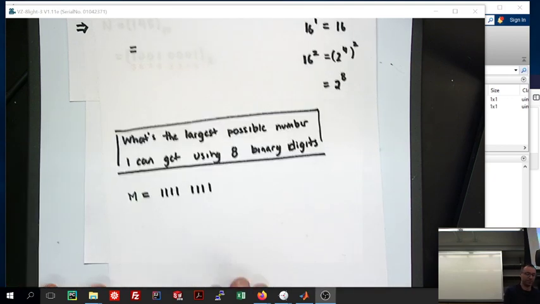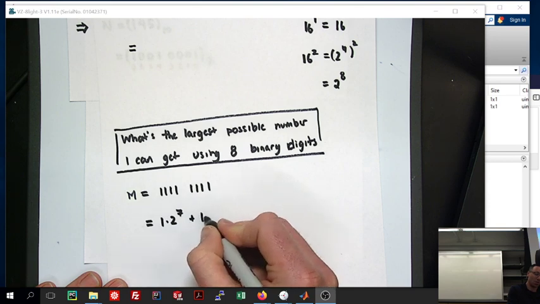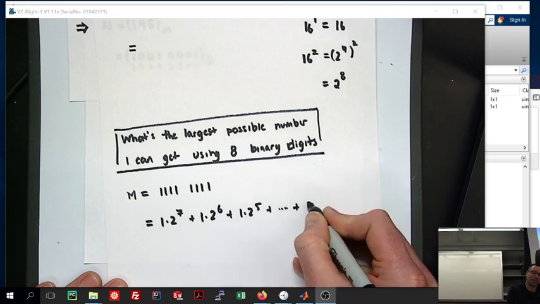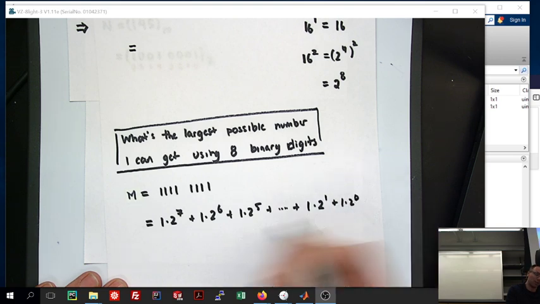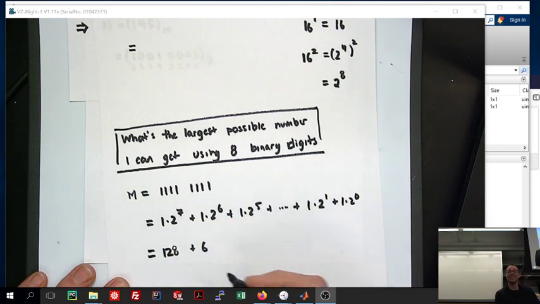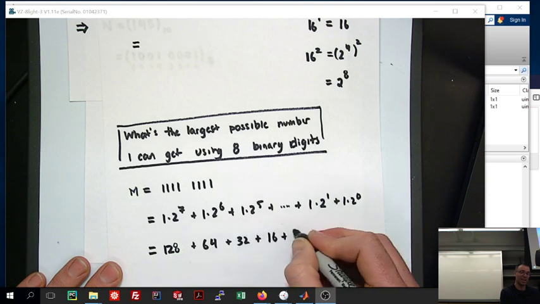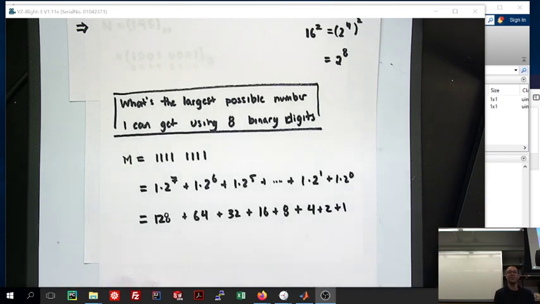What is that? Add that. 1 times 2 to the 7th plus 1 times 2 to the 6th plus 1 times 2 to the 5th plus and so on, down to 1 times 2 to the 0. What's another way to say that? 128 plus 64 plus 32 plus 16 plus 8 plus 4 plus 2 plus 1.